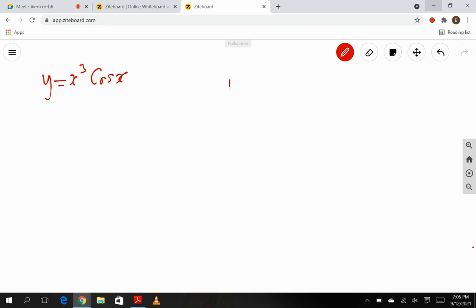So you say, okay, so my u is x cubed. Then your v is cos x. Then your u prime, or the derivative, is going to be 3x squared. Then the v prime is minus sin x.